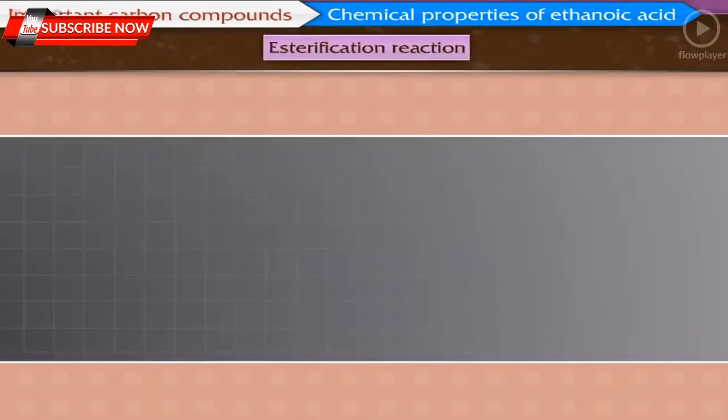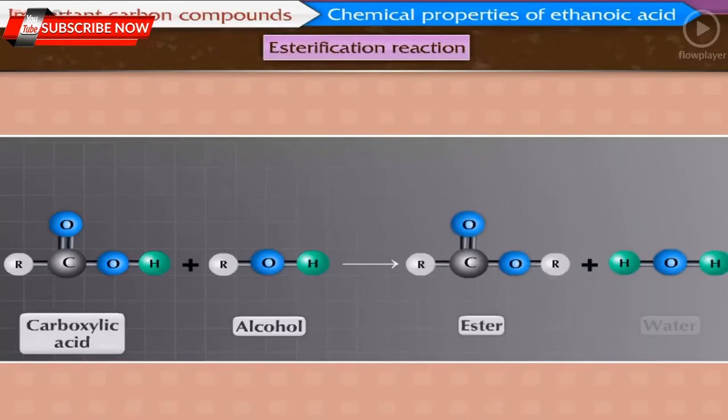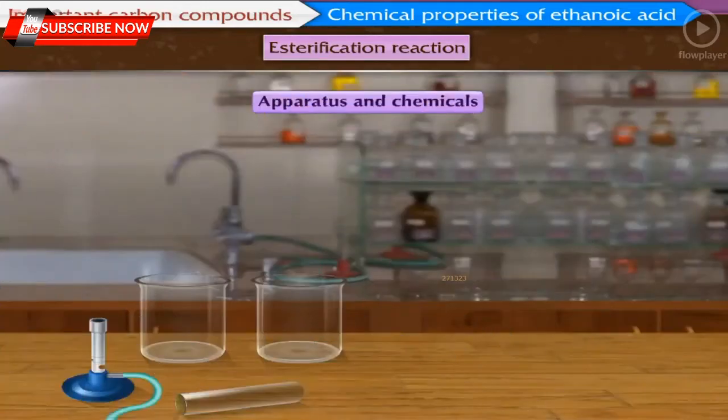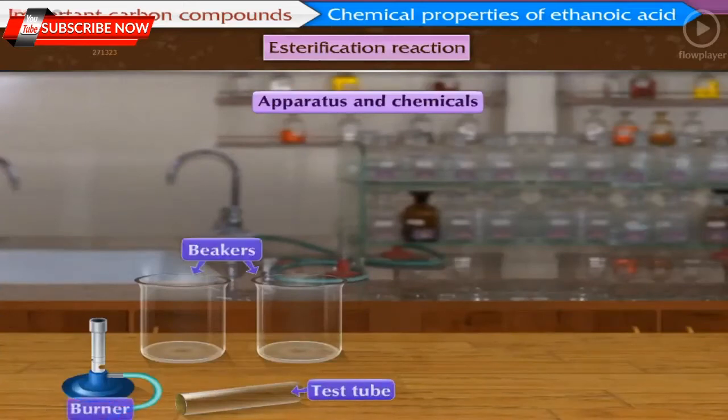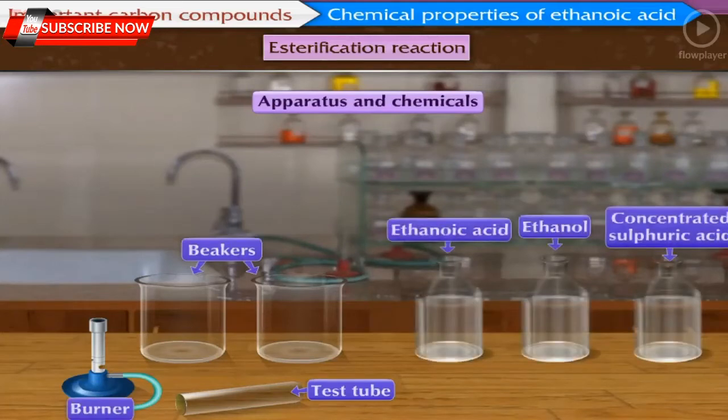Esterification reaction. On the reaction of carboxylic acid with alcohol, substances having ester as the functional group are formed. To understand the esterification reaction, let us perform an activity. Apparatus: test tube, beakers, burner, etc. Chemicals: ethanoic acid, ethanol, concentrated sulfuric acid, etc.